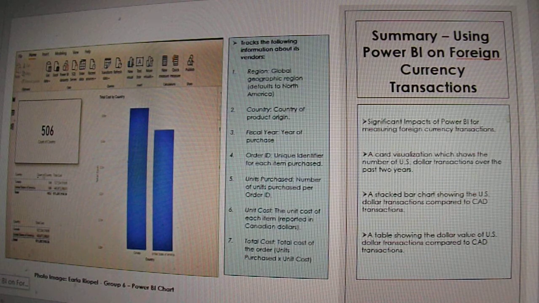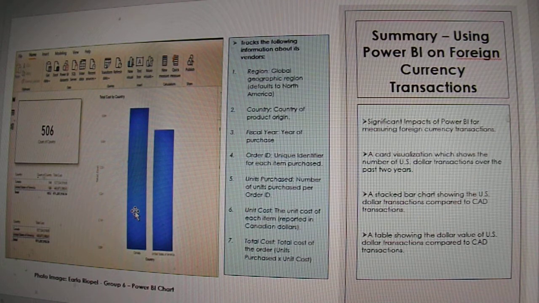Here, as you noticed, there are significant impacts of Power BI for measuring foreign currency transactions. I have created a card visualization which shows the number of US dollar transactions over the past 2 years. Also, a stacked bar chart showing the US dollar transactions compared to Canadian transactions. Also, a table showing the dollar value of US dollar transactions compared to Canadian dollar transactions.